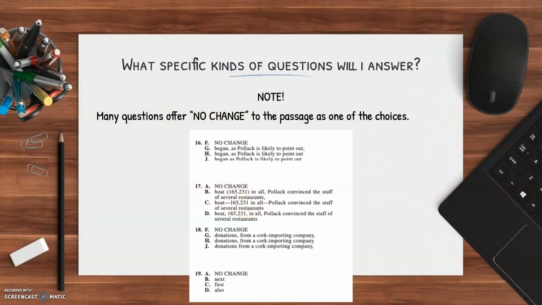It's important to note that many questions offer no change as one of the choices. This is a valid answer choice. Sometimes students have a tendency to be afraid to select no change because they think there must be something wrong with the portion in question, but it's a valid choice and it will be the correct answer approximately 25% of the time. So make sure you're aware of that and don't be afraid to leave things as they are if they are not broken.